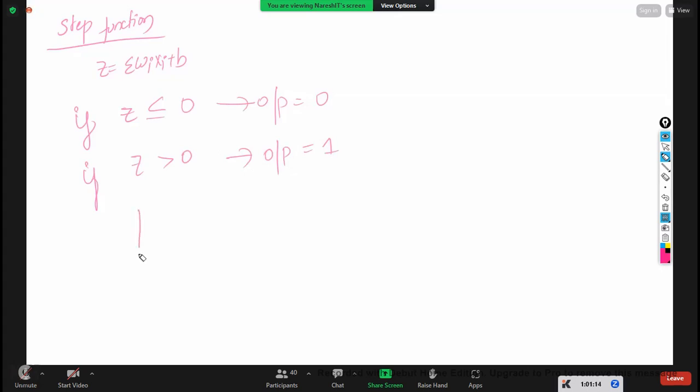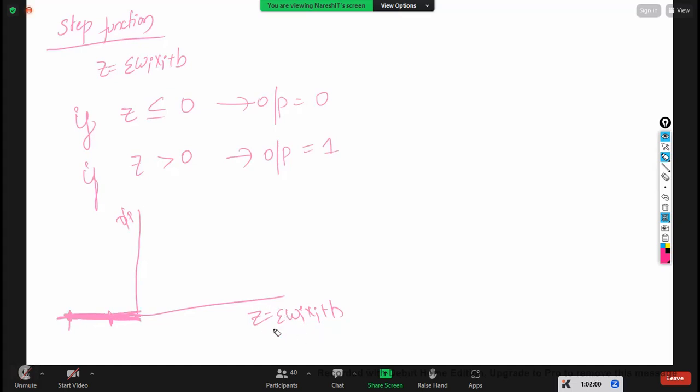Now, if you take a graph where the input is sigma wi xi plus b, that is the z value, and the y column is the output. For example, if z is negative, the output is going to be 0. If the z value is minus 400, the output is 0. All the negative z values are going to give 0.